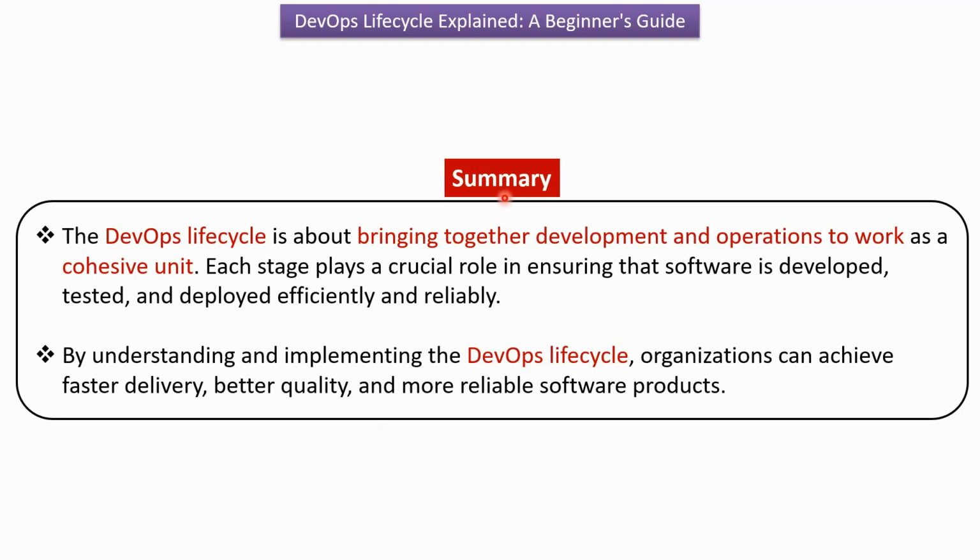Now we will see the summary. The DevOps lifecycle is about bringing together development and operations teams to work as a cohesive unit. Each stage plays a crucial role in ensuring that software is developed, tested, and deployed efficiently and reliably. By understanding and implementing the DevOps lifecycle, organizations can achieve faster delivery, better quality, and more reliable software products.